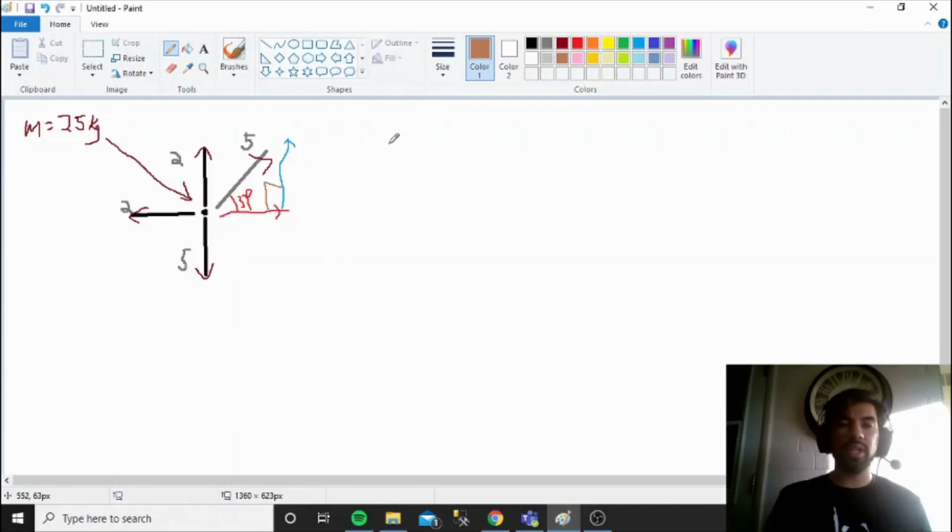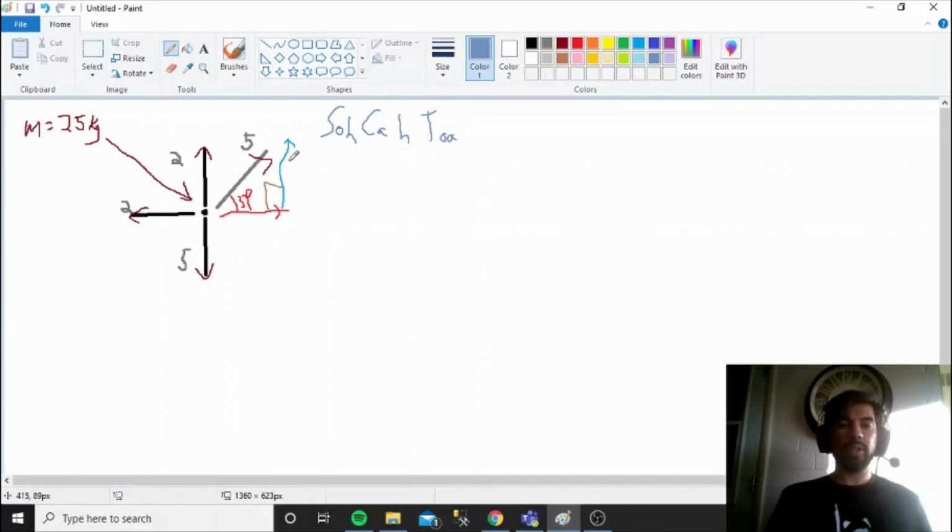Again, not the prettiest thing, but this is a triangle, and I split this hypotenuse into its different legs. If you know a different way of doing that, you're free to use whatever method you want. I am used to the SOHCAHTOA method, so let's do this one. So sine is opposite over hypotenuse, cosine is adjacent over hypotenuse, and tangent is opposite over adjacent.